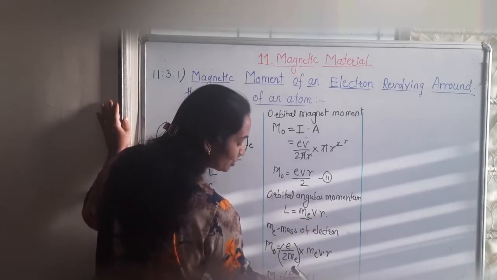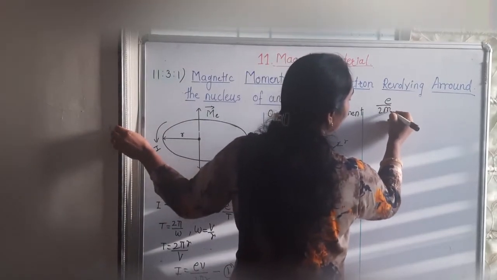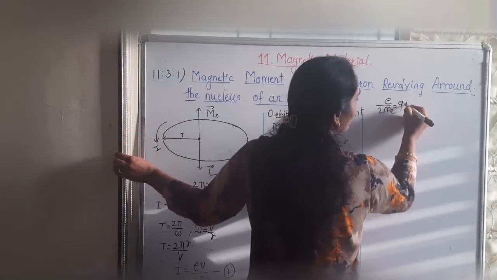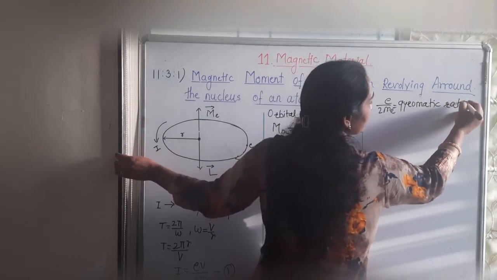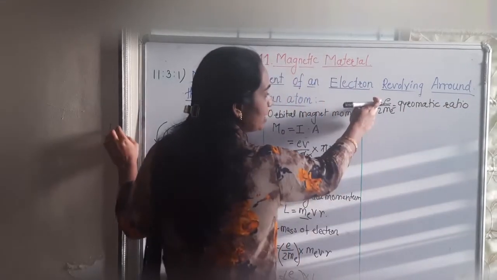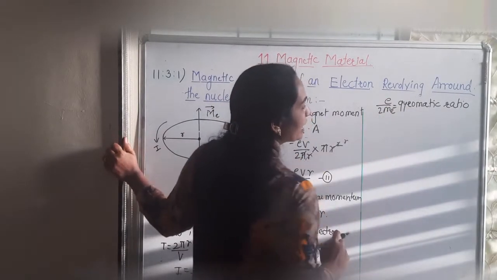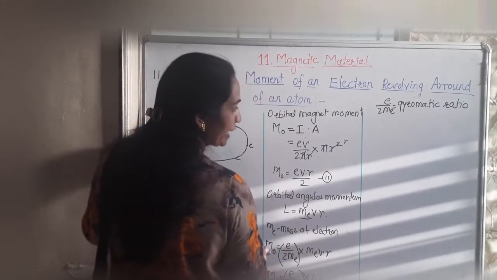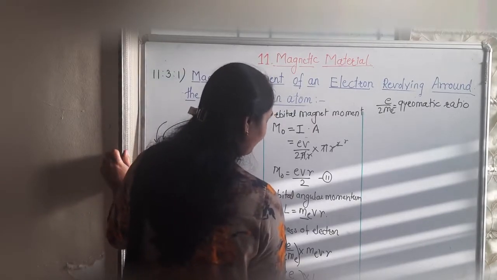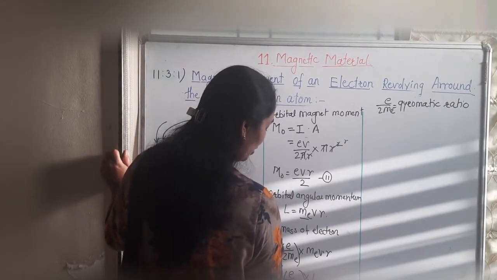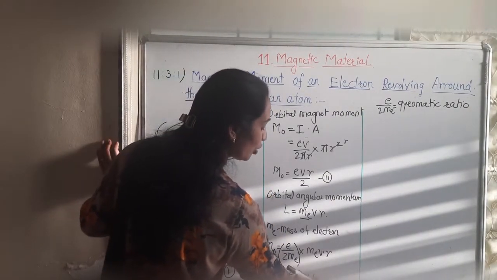Substitute this L, and we get e upon 2Me. This ratio is called the gyromagnetic ratio. Here e is the charge and Me is the mass of the electron. The orbital magnetic moment is directly proportional to the orbital angular momentum.